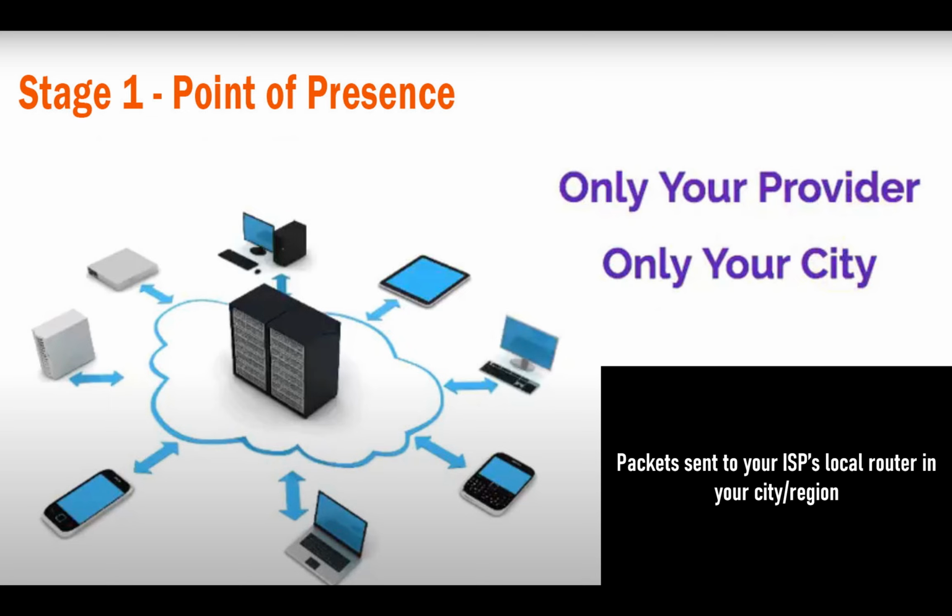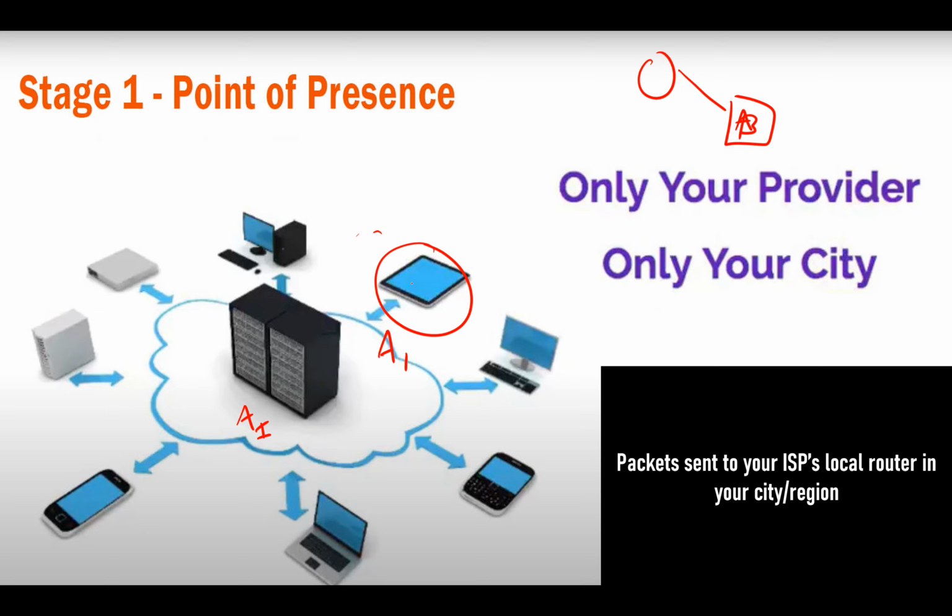So the first part is the point of presence. Here, it's only your provider, only your city. Let's say this is you on one network, and you might have another network. For example, let's call this ISP A. Let's call this network A1, and let's call this network B.